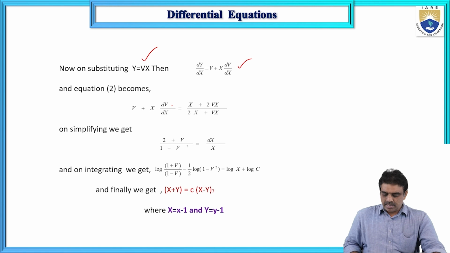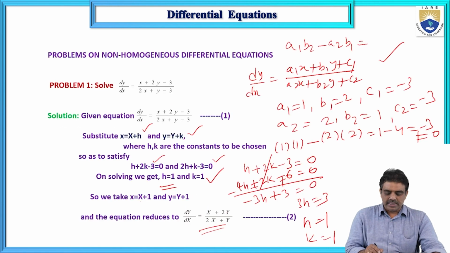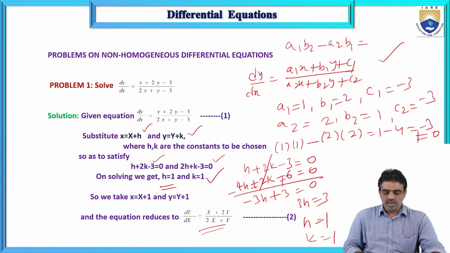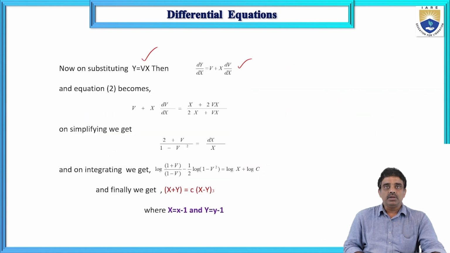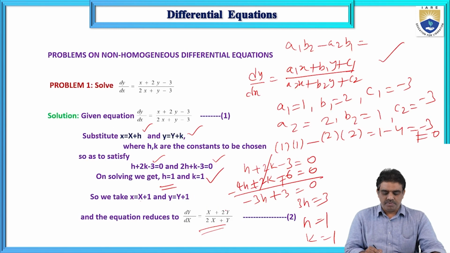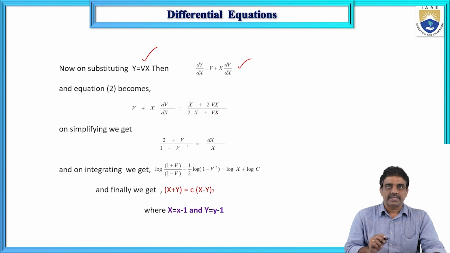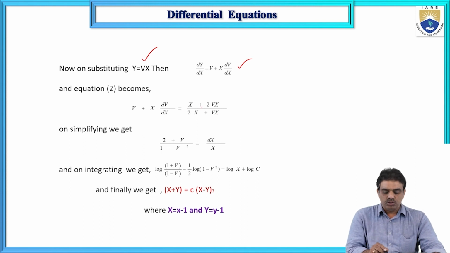And on the right hand side, x plus 2y by 2x plus y. We replace y is equal to vx. So x plus 2vx. Am I right? In the denominator, x plus y, in y we replace vx, so 2x plus vx. So on taking out x in the numerator and denominator, we will get (1 plus 2v) by (2 plus v).